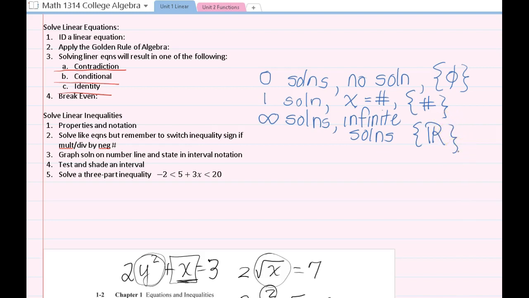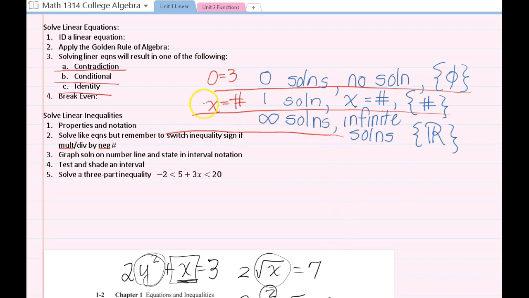So when you're doing the math, when you're finding the contradiction, you're going to get something that contradicts itself. Something like 0 is equal to 3, which is not true. If you're finding x and you actually find the number, then you have found the conditional situation. And last but not least, if you're finding the identity, it's because you're finding something that says 3 is equal to 3 or 0 is equal to 0. It's not contradicting, but it is definitely telling you the identity property when you're solving.